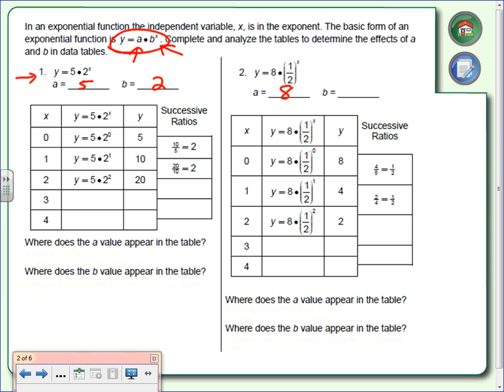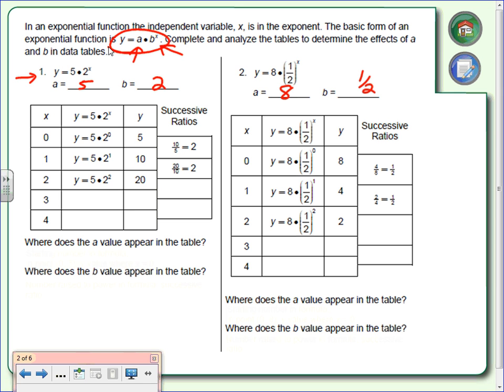Excuse me. Thank you. All right, the b. B is the number that has the exponent on it. Which is the number that has the exponent on it? 1/2. So b in this case is the 1/2. So remember, a is the first number, and b is the number that has the exponent on it. All right, let's take this a step further now.